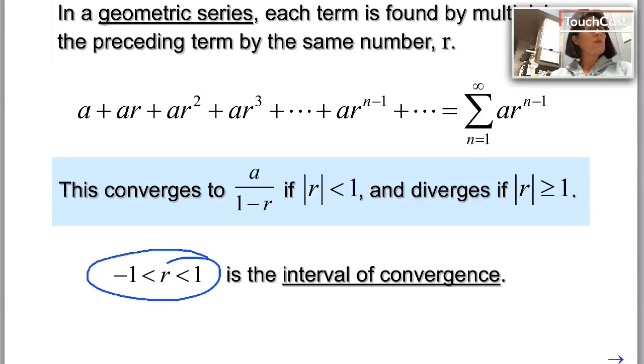And a new phrase we need to know: -1 to 1, or absolute value of r is less than 1, is called the interval of convergence. R could be anything in between -1 and 1, and the series will converge. But if it's 1.00000001, if it's anything outside of those bounds, even if it's only a tiny bit outside of those bounds, the series will diverge. So the interval of convergence is an inequality that describes all of the, in this case, r values for which a series will converge.